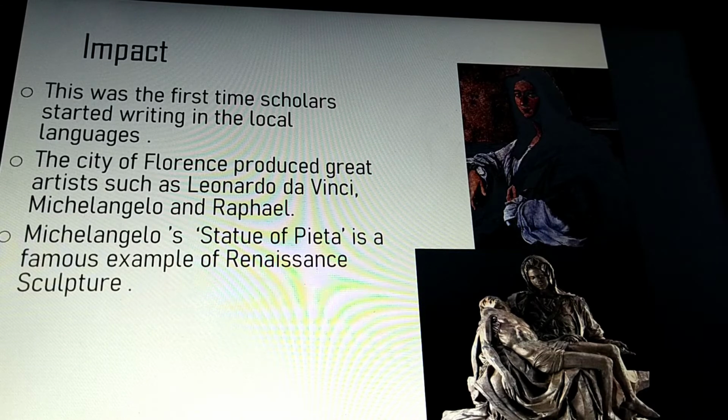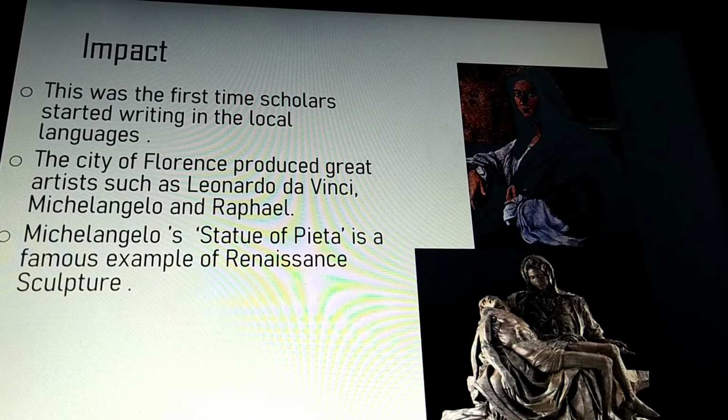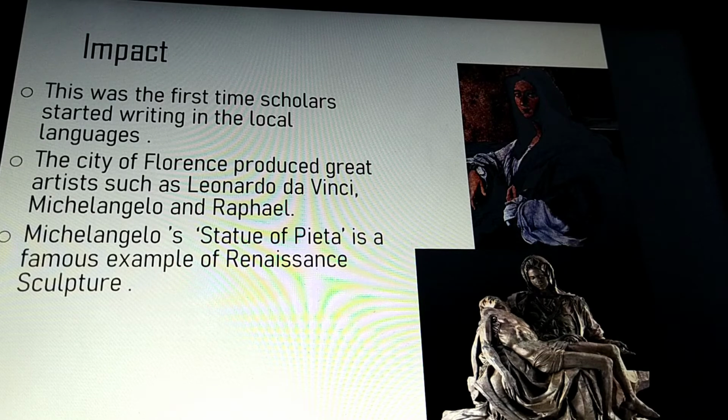You can see the picture on the right side of Raphael. Then Michelangelo's statue of Pieta in Rome is a famous example of Renaissance sculpture, the picture which you see below. Important features of Renaissance architecture were rounded arcs, domes and tall Grecian pillars. The buildings used to be constructed with arcs and domes. This style of Grecian pillars, arcs and domes was known as the Greco-Roman style of architecture.